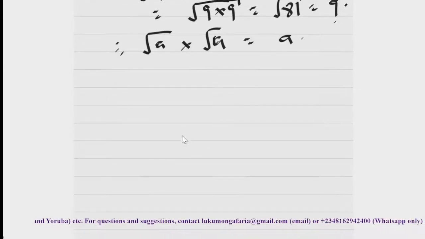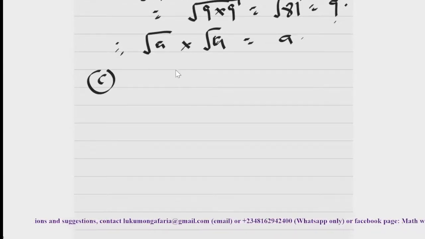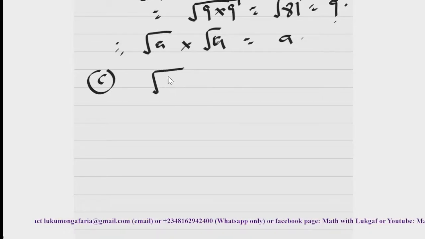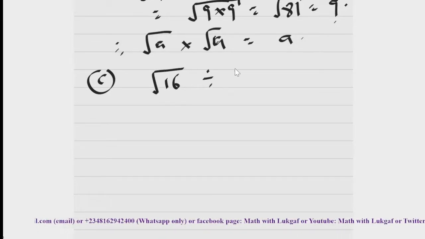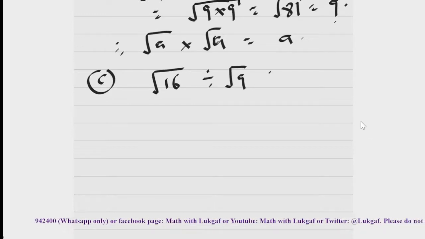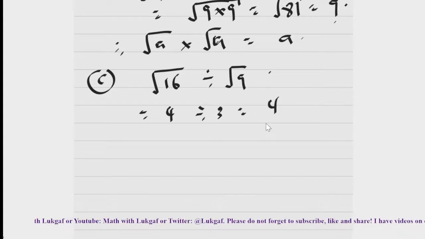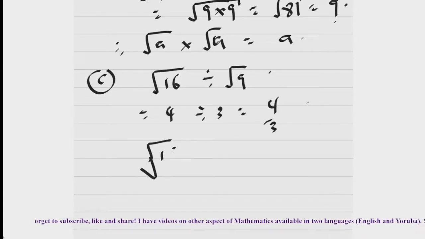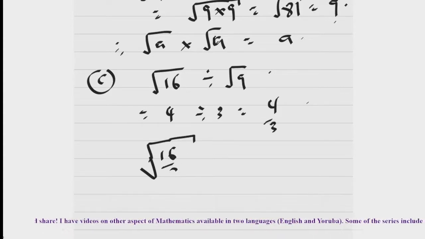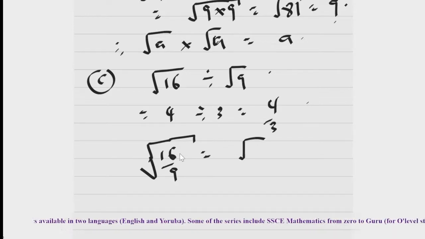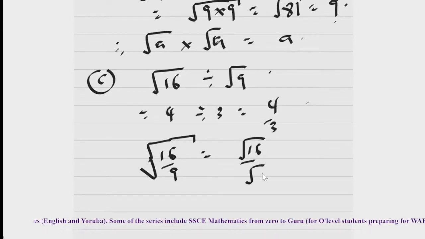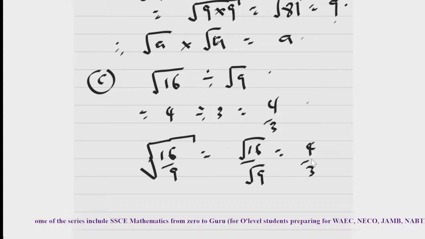If that is clear, what of this one? If I have square root of 16 divided by square root of 9, you know this one will give me 4 divided by 3. You understand now? So you have the radicals individually like this. Let's see if we have them together: square root of 16 divided by 9. You can take them one by one, square root of 16 divided by square root of 9, and that's also going to give me 4 divided by 3.